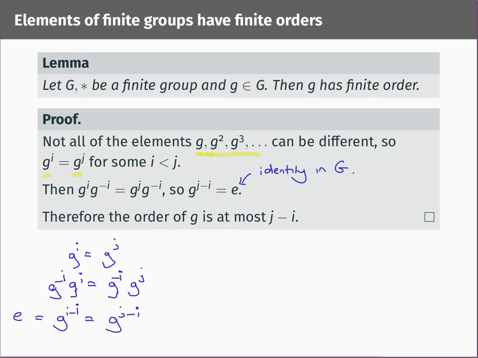So that's some positive power of g equal to the identity. And so the order actually exists, because the order is defined to be the smallest positive power equal to the identity. And since there is some positive power of g equal to the identity, then there must be a smallest power of g equal to the identity. So the order of g exists, but it's a finite number, and in fact it's at most j minus i, whatever that was.